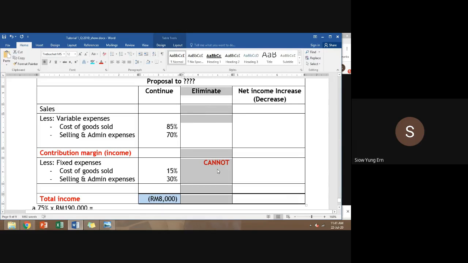Next, we go to your fixed expenses. So remember, this column is for those that you cannot eliminate. That means if you eliminate Mi division, you still need to pay all of these fixed costs. Okay, so first one, cost of goods sold. How much do you get?